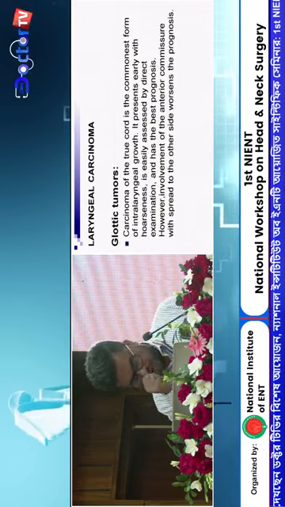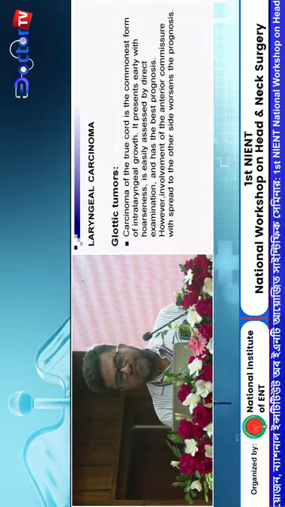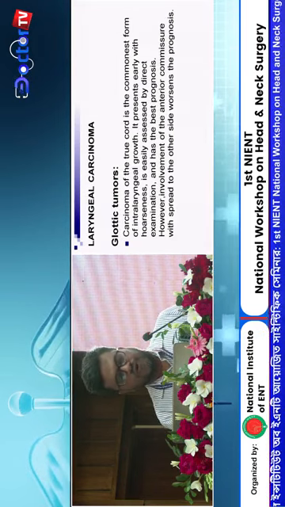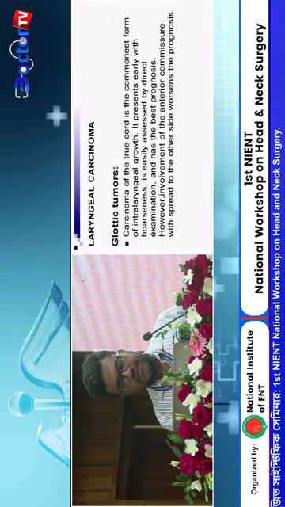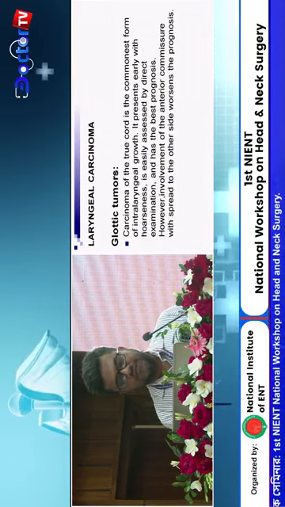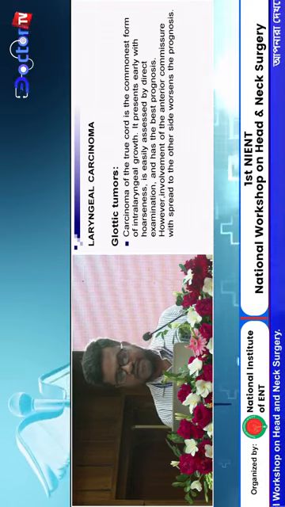Now I am going to laryngeal carcinoma. First, glottic tumors. Carcinoma of the true cord is the most common form of intralaryngeal growth. It presents early with hoarseness, is easily assessed by direct examination, and has the best prognosis. However, involvement of the anterior commissure with spread to the other side worsens the prognosis.